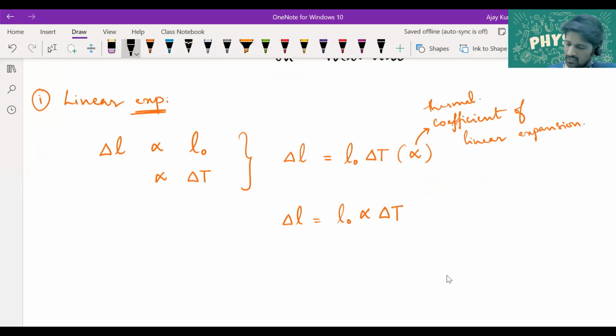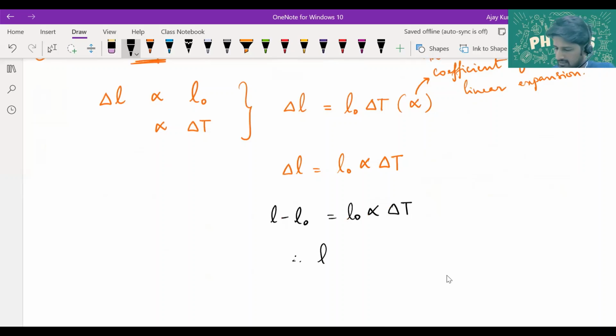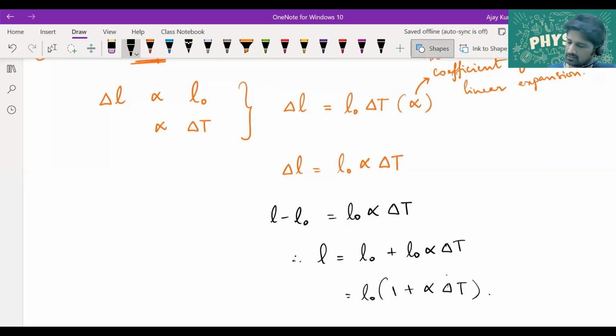What does delta L mean? Change in length. So you can write change in length as final length minus initial length is equal to L naught alpha delta T. Therefore, the final length can also be expressed as initial length plus L naught alpha delta T, which is L naught into (1 plus alpha delta T). So you can use any of these formulas to find out the final length.